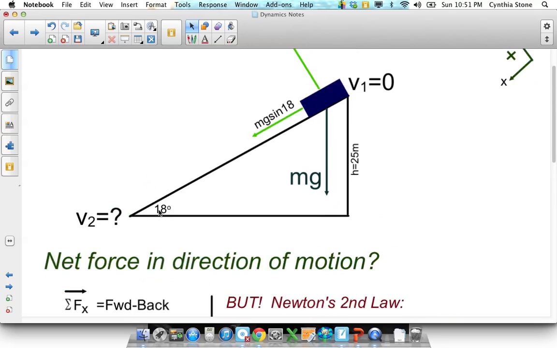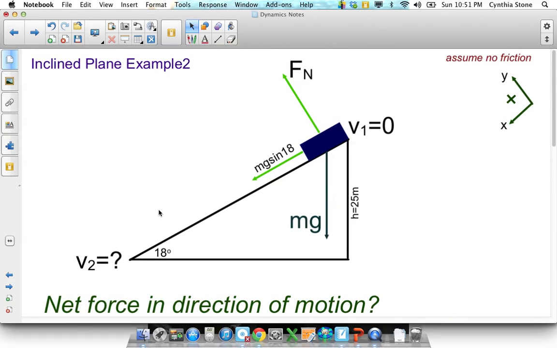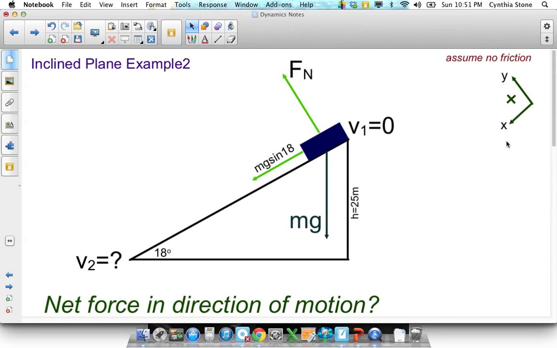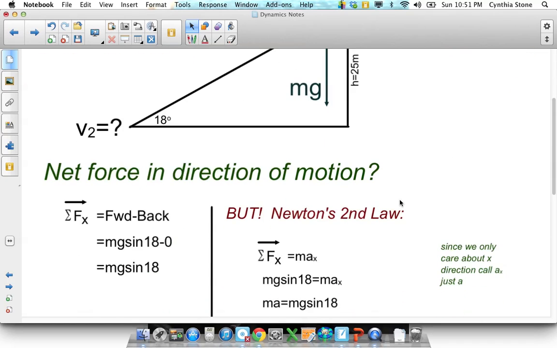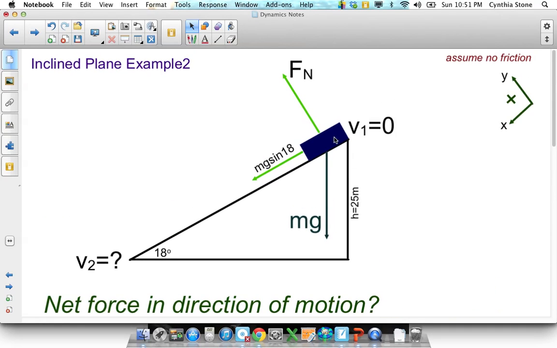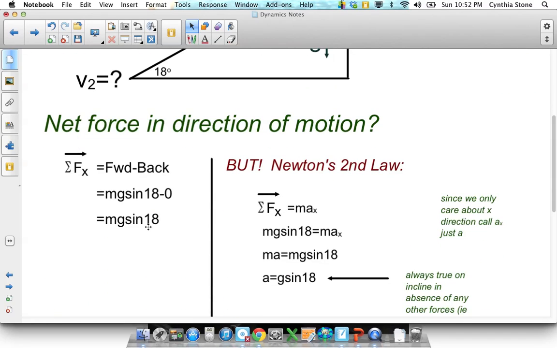We can't say net force is 0, of course, because it's going to accelerate down the hill. We know the speed changes, so net force is not 0. In the x direction, which again is down the incline, my net force is my forward forces minus my backward forces. And if I look at the picture, I think it must tell us that we're assuming no friction. So the only force in question in the direction of motion is the mg sine 18. So that's the net force.